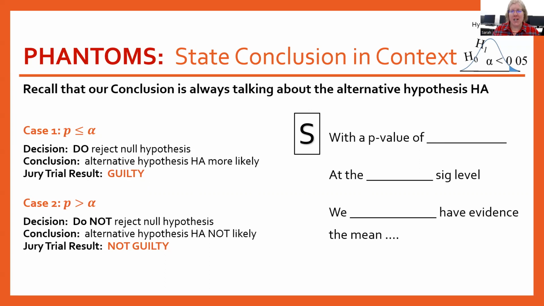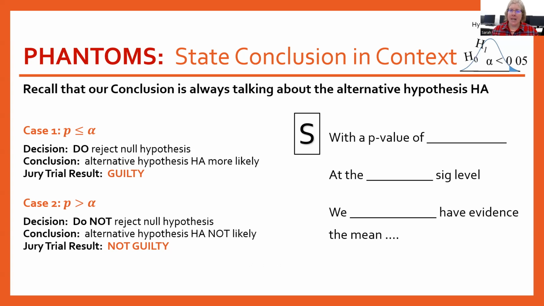So our conclusion statement is written. You're going to reference your p-value and your significance level. And that significance level is always given to you in the problem. So if it's not given, you'll just default to a 5%. That should be written down in the problem. So you'll fill in your p-value and your significance level.